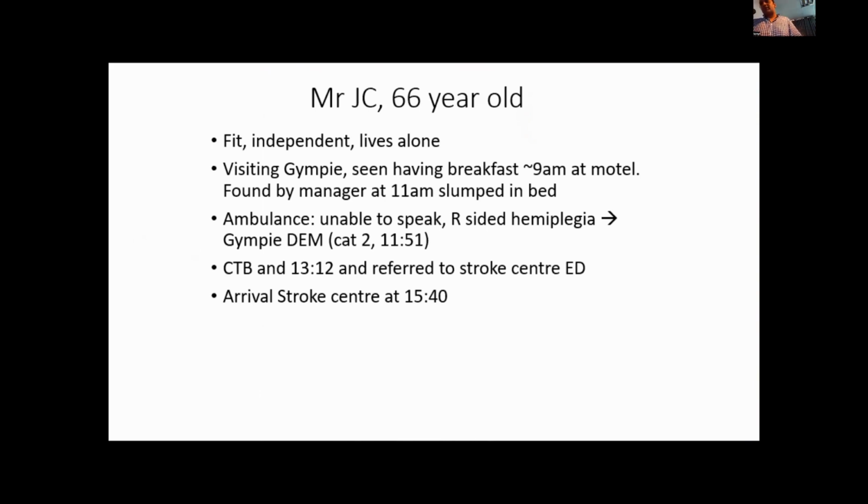I'm just going to do another case just to highlight the issue of imaging and perfusion scanning. So I should have got rid of Gympie. Gympie is one of the other hospitals. This is a fit independent lady who lives in Gympie. Gympie is a peripheral hospital to us, and she was seen at breakfast at 9 a.m., found by the manager at 11 a.m., unable to speak, with right hemiplegia, and ended up coming through, had a CAT scan at the peripheral site, and then ended up coming to us at our stroke centre. So there's your classic story.